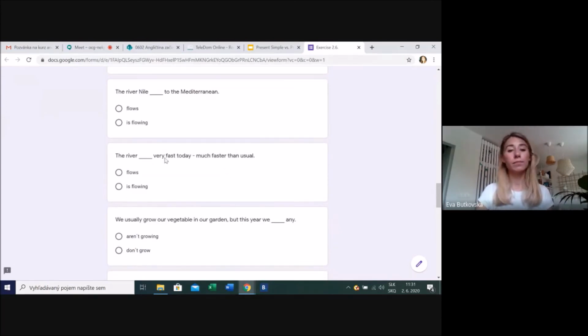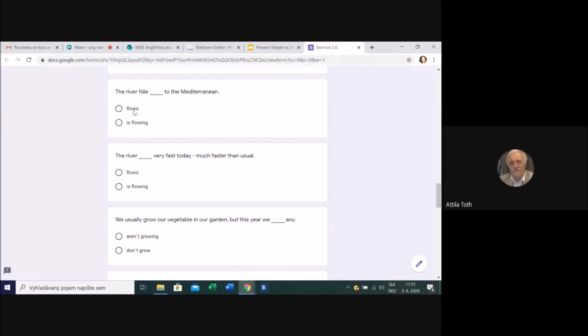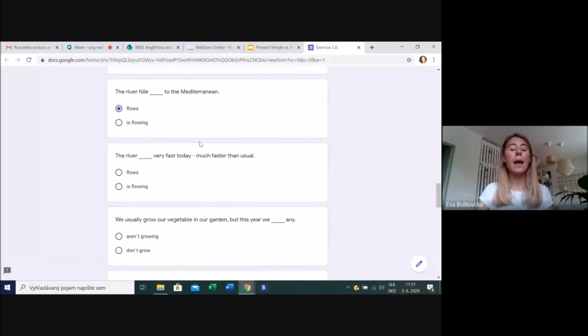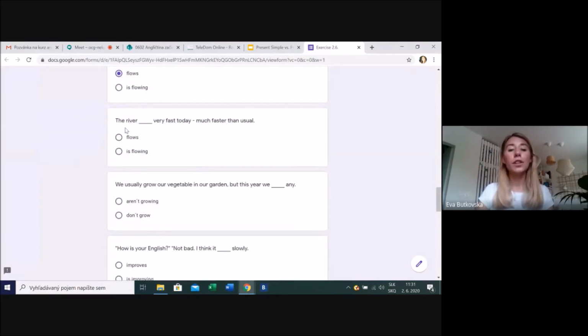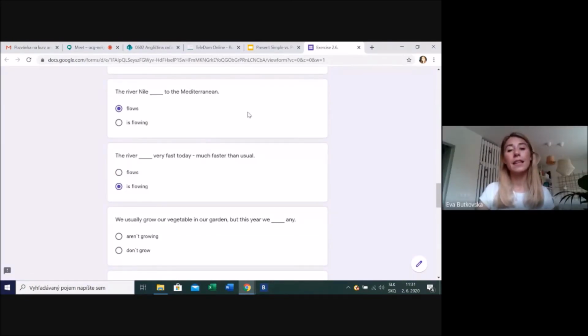The River Nile flows to the Mediterranean. Flows. Very good. That's a fact. But the next one: the river is flowing very fast today, much faster than usual. Is flowing. So this is the perfect example of a difference between present simple and present continuous. The River Nile flows to the Mediterranean, it's a fact. But the river is flowing very fast today, it's present continuous. It's a temporary situation.